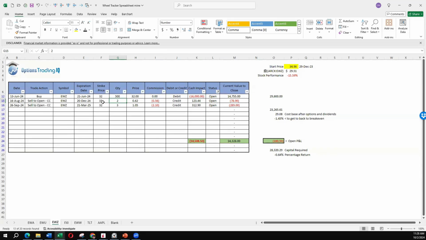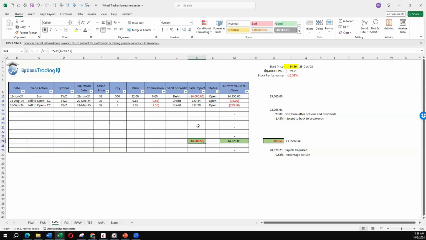There we go. So I've got the 500 stock that I was assigned, and I've got the total of 5 covered calls, 1 for December expiration at 32 and 3 for March expiration at 32. Sorry, December was 33, March is 32. So fully covered. If I was to sell the stock now, because I bought it at 32, it's trading at 29.51, I've made a loss on the stock. If I was to buy back these covered calls, this is what it would cost me.